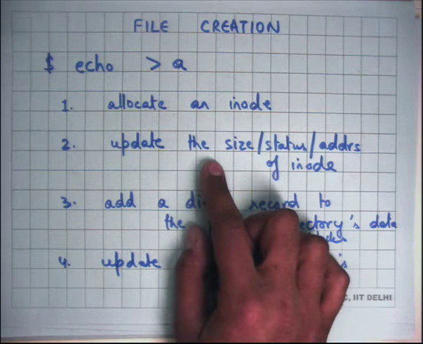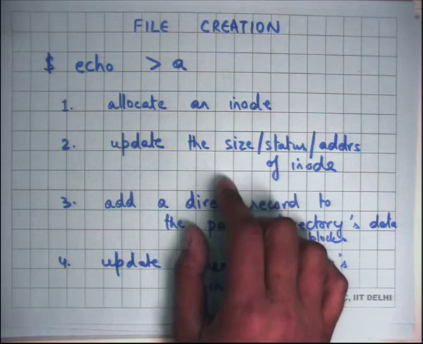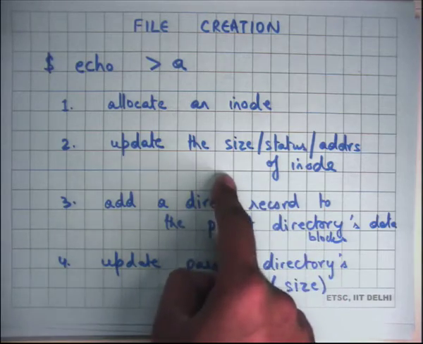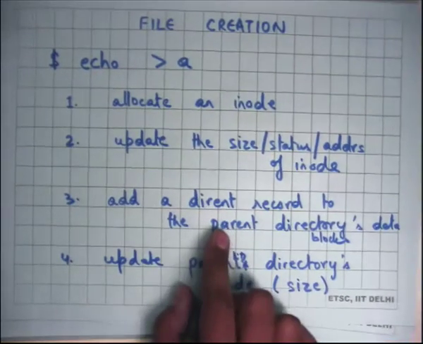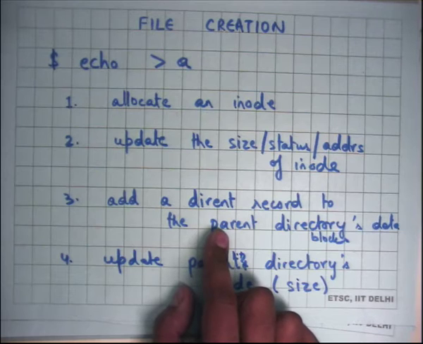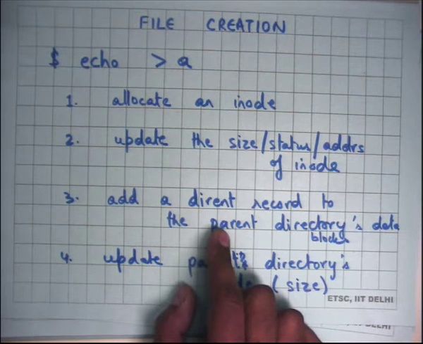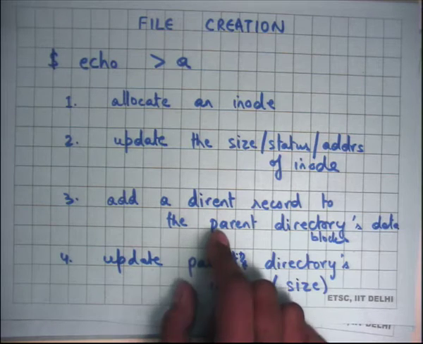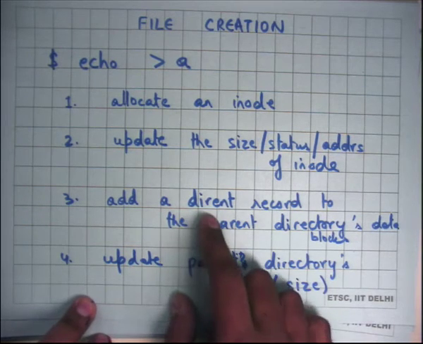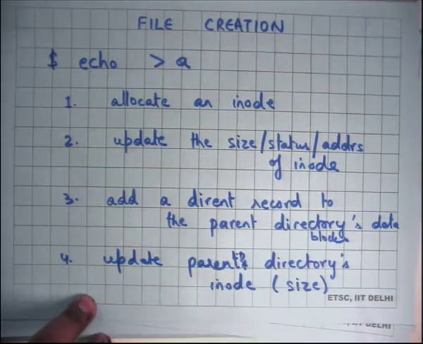Update the size, status and addresses of the inode, all right. So basically just allocate the file and say that its size is 0, its status is allocated, read-write, who owns it, when it was created, and so on, whatever else you want to write about it. And then you create a directory entry record in the parent directory, right?